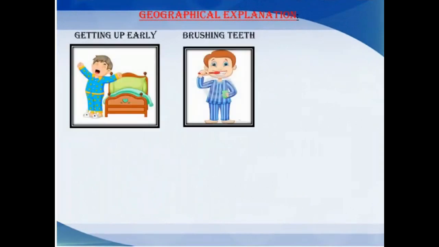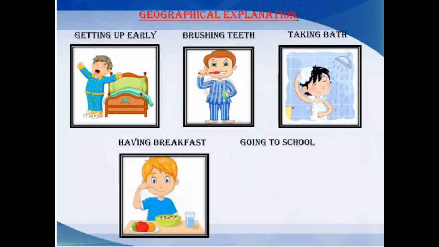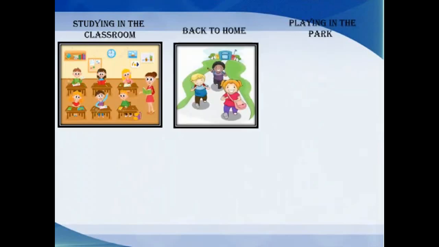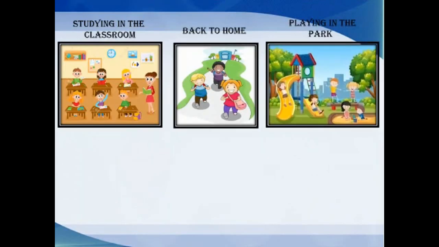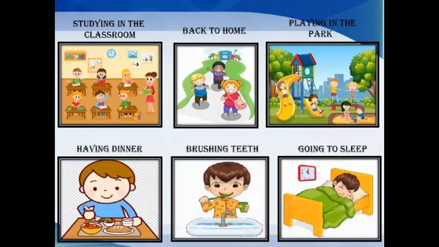Geographical explanation. We get up early in the morning, brush our teeth, and take a bath. Then we have breakfast and go to school. We study in our classroom. We return home. We go to the playground to play in the evening. We have dinner, brush our teeth, and go to sleep. We keep doing similar activities throughout the day.